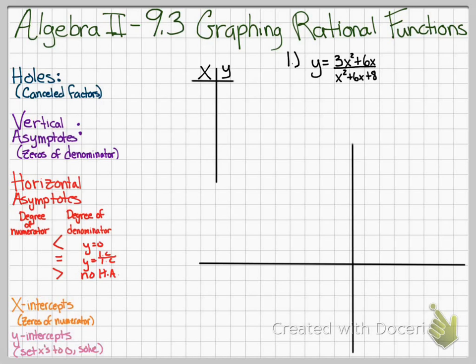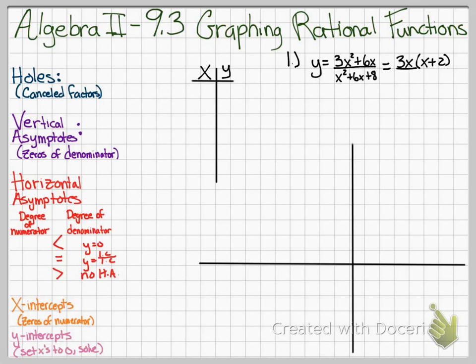at this first equation. So we have y equals 3x squared plus 6x over x squared plus 6x plus 8. Before we can really do anything, we have to factor this, because we have to know if we can cancel any factors. Starting off at the top, we have 3x squared plus 6x. Remember, we look for anything that we can pull out. They both have a 3 in common, and they both have an x in common. So let's pull a 3x out. So we have 3x, and then what's left behind is x plus 2.